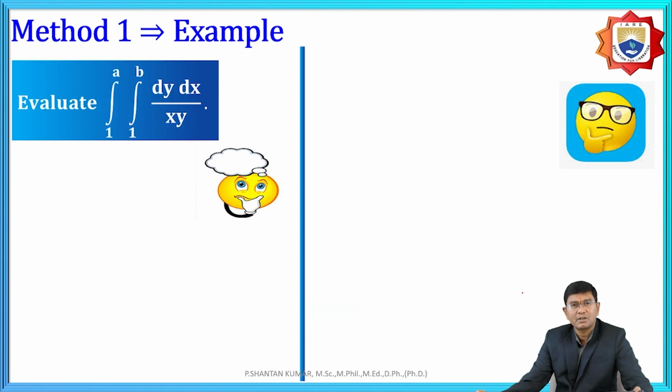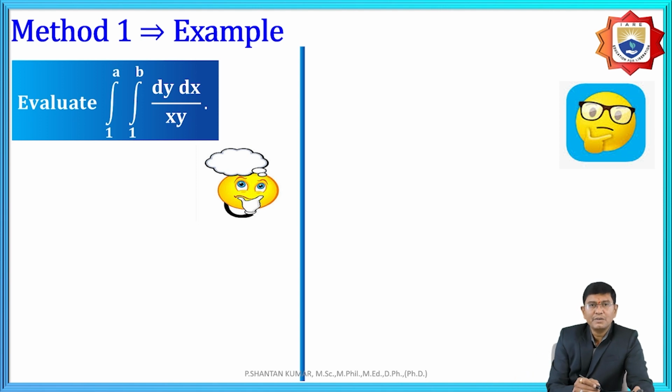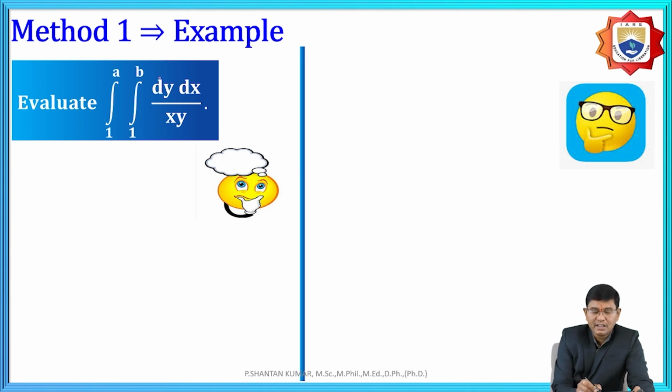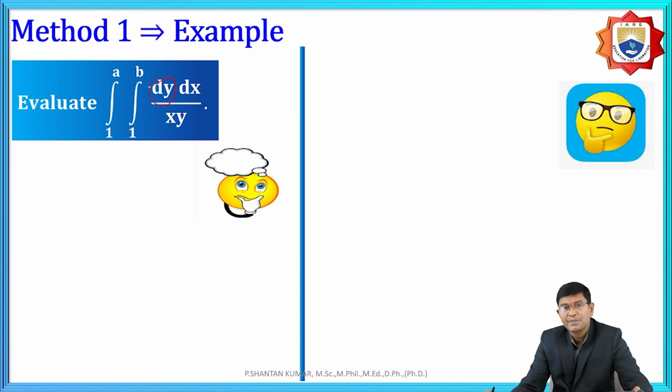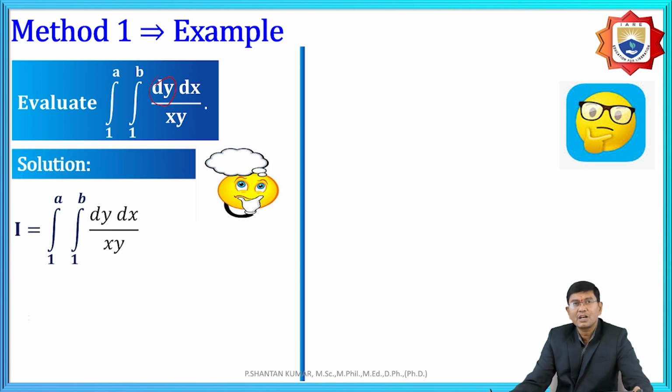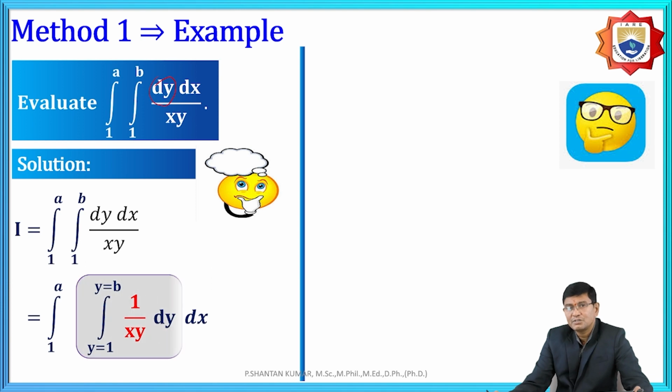Now we need to discuss one more problem. The integration from 1 to a and 1 to b of dy dx by xy. Here also, under the double integration, the limits are all constants. The inside of the function is with respect to dy, that means we need to do the integration with respect to dy. That integration has the denominator 1 by xy. Here 1 by x is a constant, so by taking out common, 1 by x is outside. The rest of the thing is 1 by y.